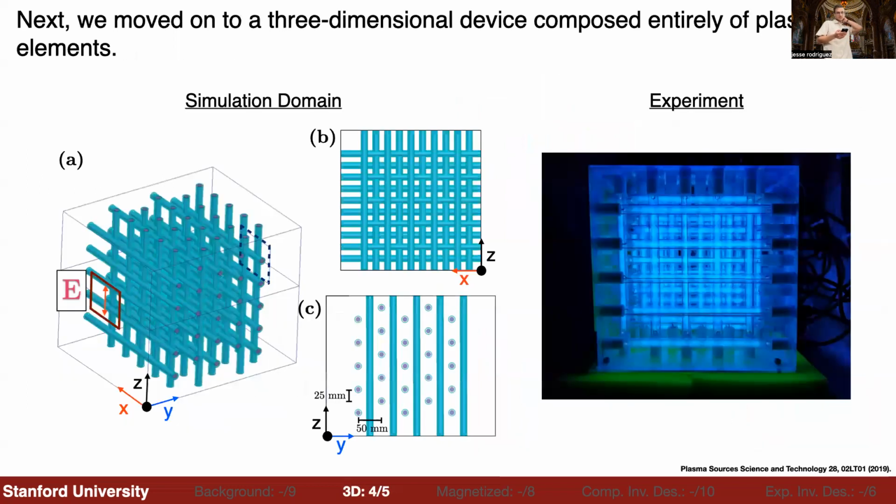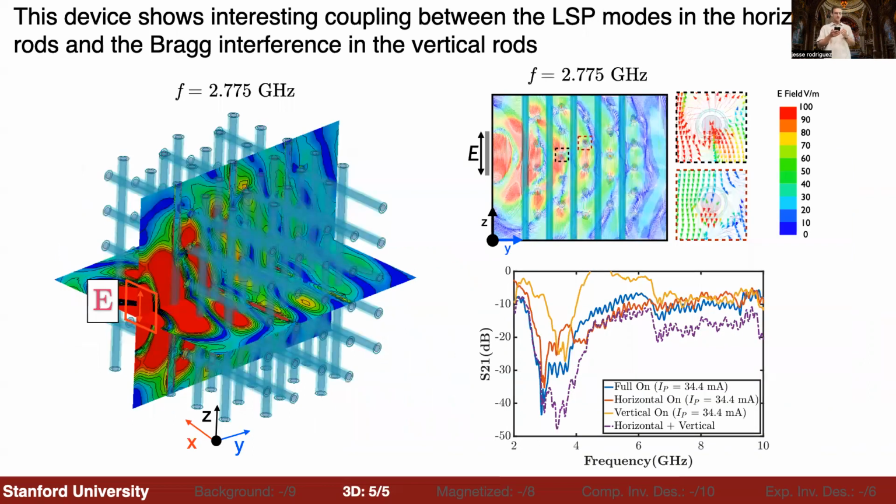And then we wanted to move on to a three-dimensional device that was composed entirely of plasma elements. Okay, so this is a 3D woodpile structure photonic crystal. And this is an interesting device because, like I mentioned before, if the device was all rods oriented in the same direction, you would get totally different dispersion physics, whether you were aligned along the rods or across them with your incident light, right? And your incident light polarization. And this device forces both of those physics to be at play at the same time, okay? And so it shows an interesting coupling between those two different types of physics.